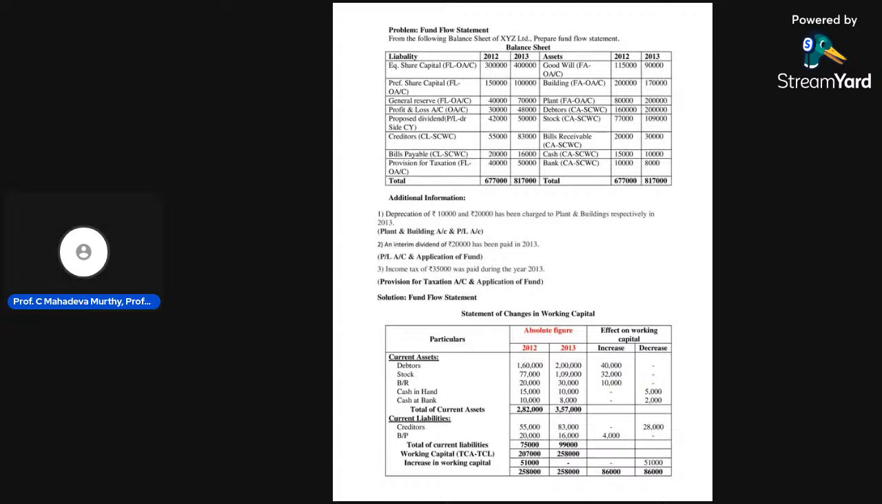Yes, come to the asset side. Goodwill, that is fixed assets. Then open an account. FA means fixed assets, open an account. Building, fixed assets, open an account. Plant, fixed assets, open an account.